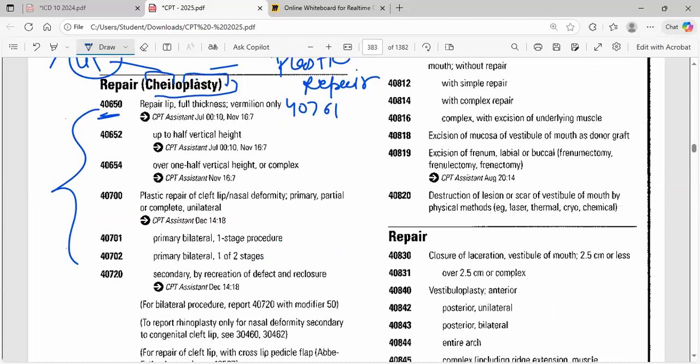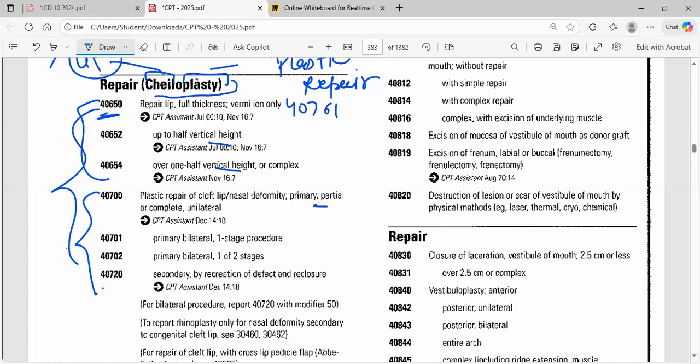These codes are based on the vertical height of the lip or the repair. So you have to see how much vertical height has been repaired, for example, up to half vertical height or over half vertical height. These procedures are basically performed for congenital conditions such as cleft lip. If there's a cleft lip, the doctor is going to repair the lip, or for any particular injury or any particular disease. So when the doctor needs to do the plastic repair of the lip, we have to use these codes. These three codes are based on the vertical height.